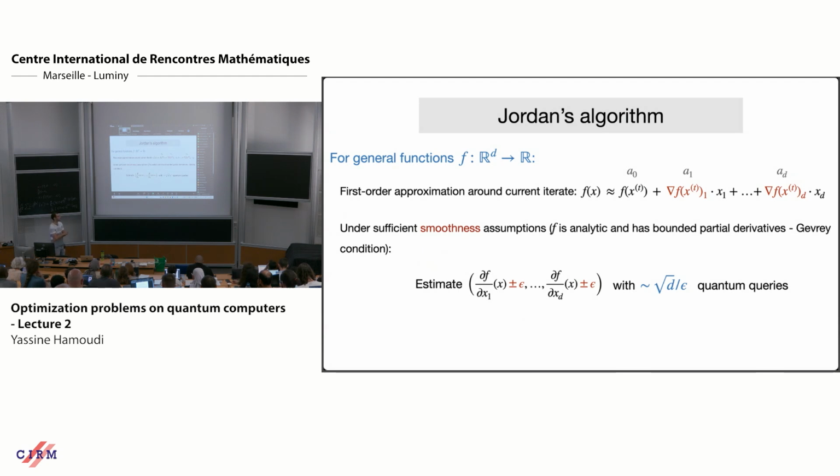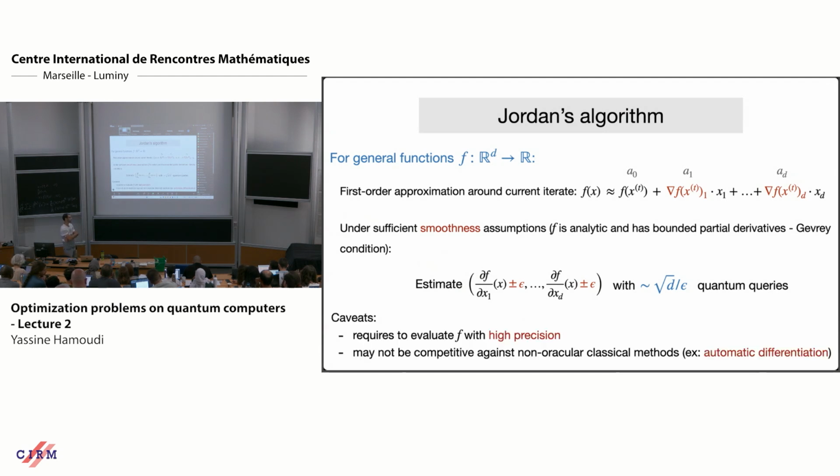In that case, you can estimate the gradient up to an error epsilon by doing, okay, not 2 quantum queries. In that case, you would need many more quantum queries, but still it is sublinear in D. It's about root D over epsilon. So the function doesn't have to be linear. It can just satisfy this kind of condition. And then you have a quadratic speedup compared to the classical algorithm. So that's nice. That is a provable acceleration.